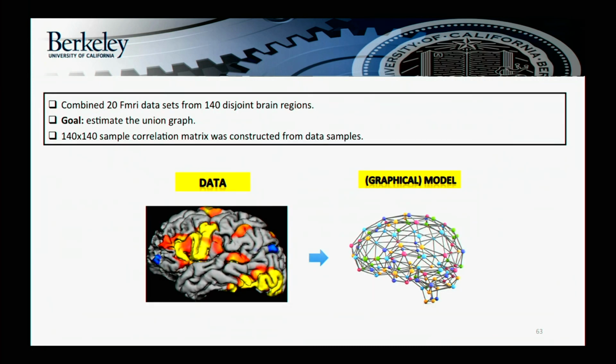Now let's apply these ideas to functional MRI data. Here we had 20 different functional MRI data sets from 20 different individuals. Each one of those data sets had 140 brain cortical regions, and each region had about 134 data samples. So as you can see, the sample size was pretty small. So we combined these data sets and formed a large data set. And the goal here is to find a union graph for all these 20 individuals.